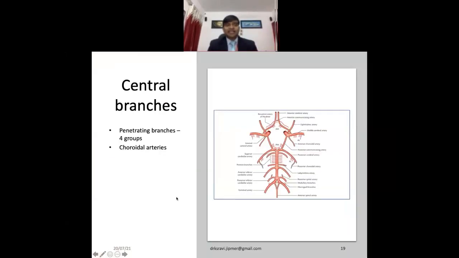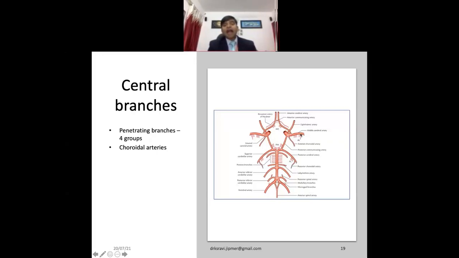Now, when we see the central branches, we have them divided into four groups. In this diagram, you can appreciate we have the anteromedial branch, then the anterolateral branch, then the posteromedial branch, and similarly the posterolateral branch. The anteromedial arteries will be from the anterior cerebral artery and the anterior communicating artery, as you can appreciate over here. Whereas the posteromedial arteries will be from the posterior cerebral artery and the posterior communicating artery. Similarly, in this diagram, we have the posterolateral branches, which are from the posterior cerebral artery.